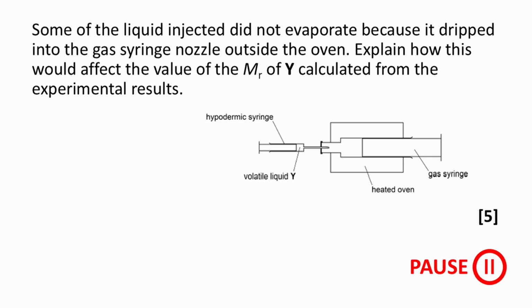Here's the final part of the question. Some of the liquid injected did not evaporate because it dripped into the gas syringe nozzle outside the oven. Explain how this would affect the value of the Mr of Y calculated from the experimental results.